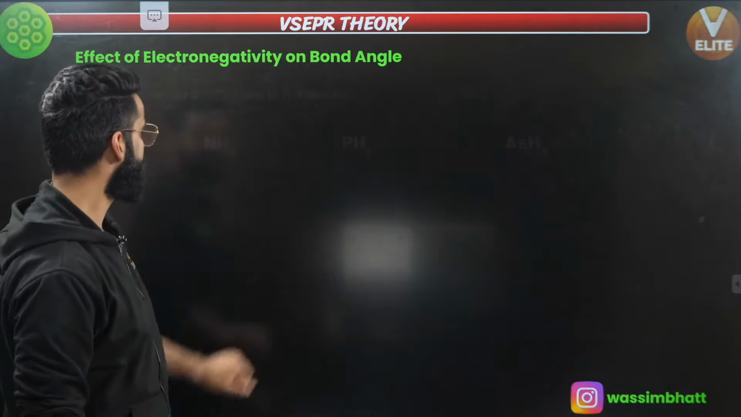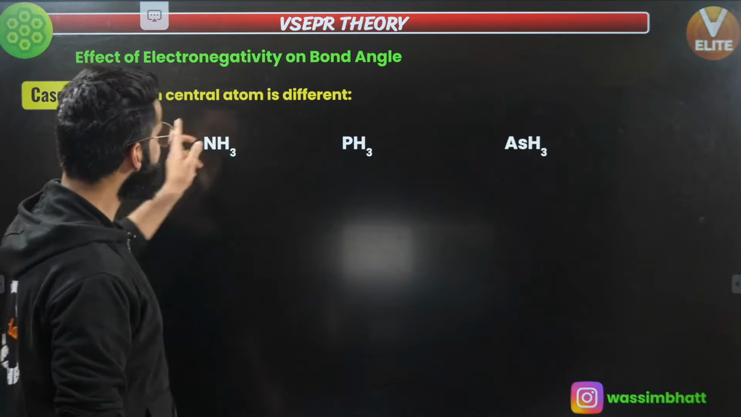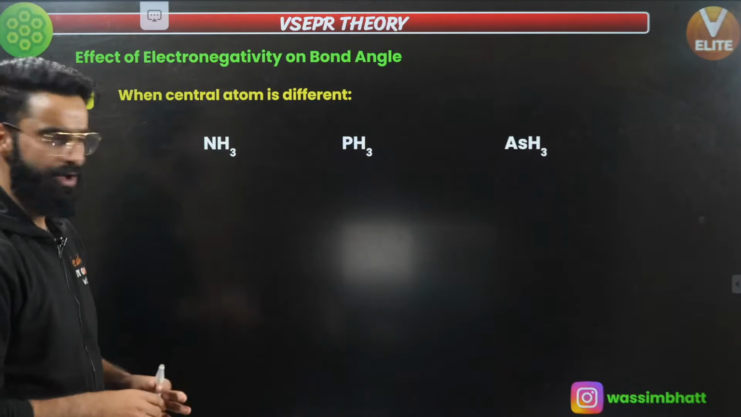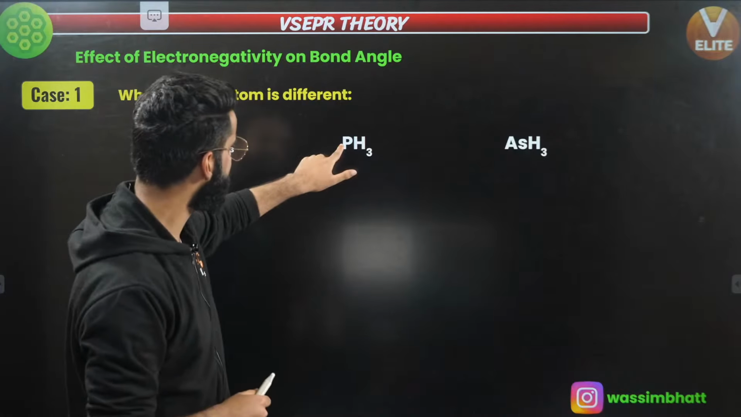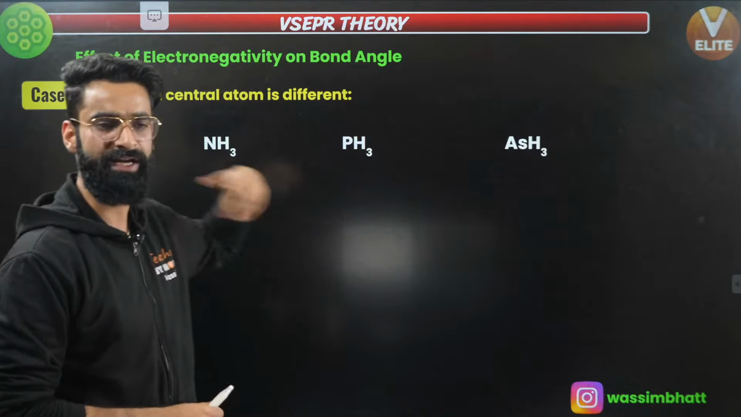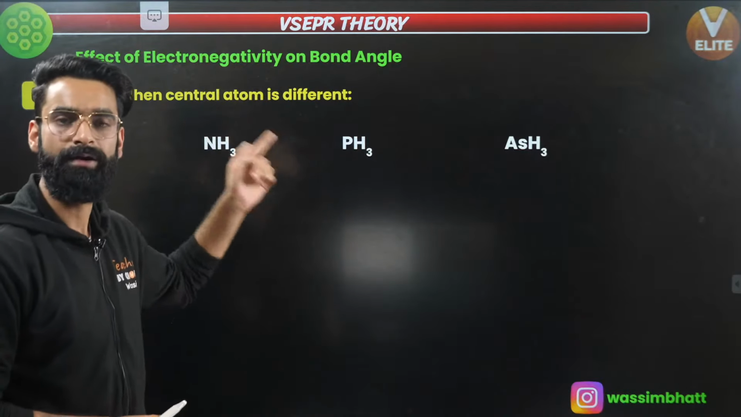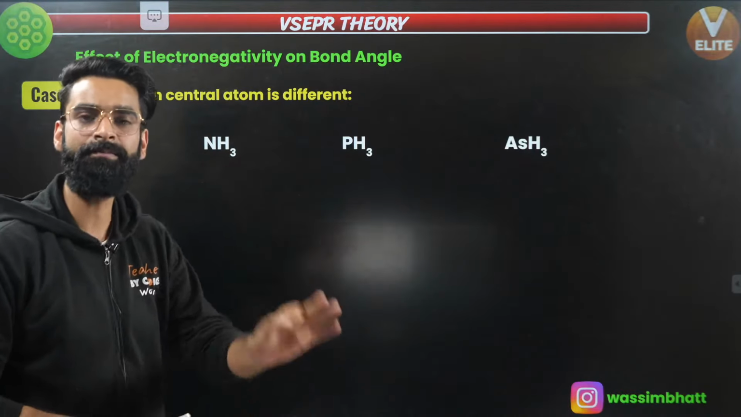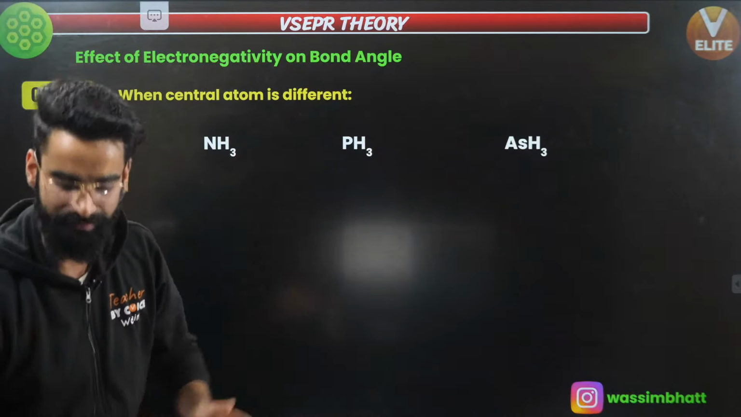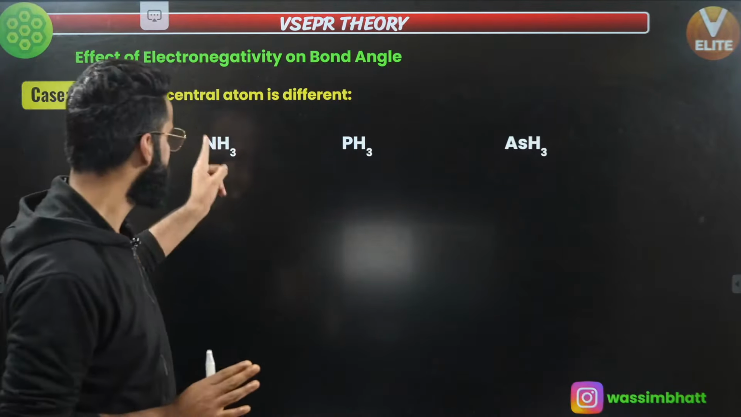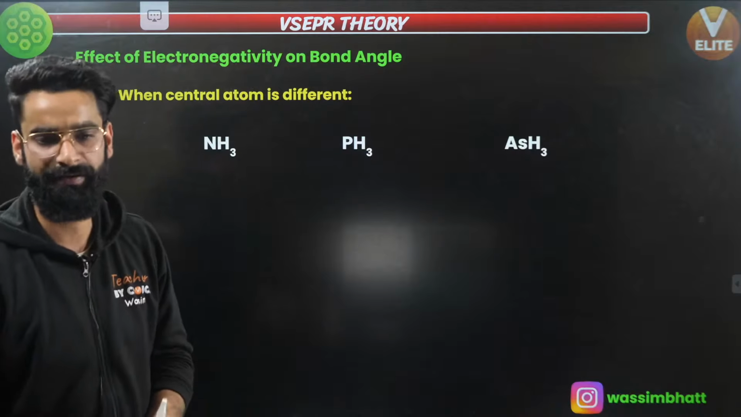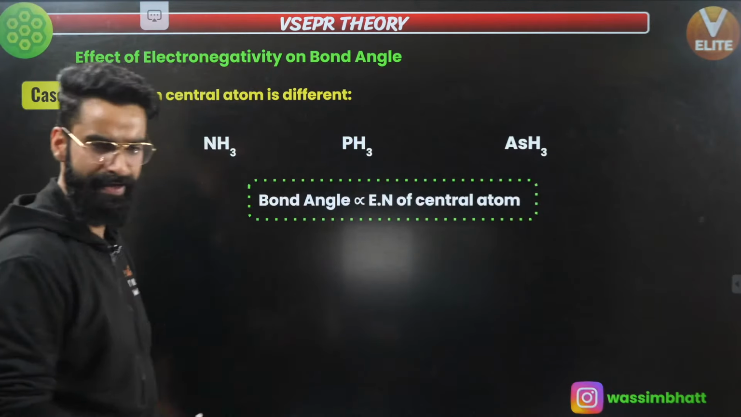Case number one, which I'll be talking about right here: when the central atom is different. I have taken three molecules right here. Over here, the central atom is nitrogen. Right here, the central atom is phosphorus. Right here, the central atom is arsenic. So I have got three molecules in which the central atom is different. Whenever the central atom is different, remember, bond angle is directly proportional to the electronegativity of the central atom. That's what you need to remember. Very simple, yeah?